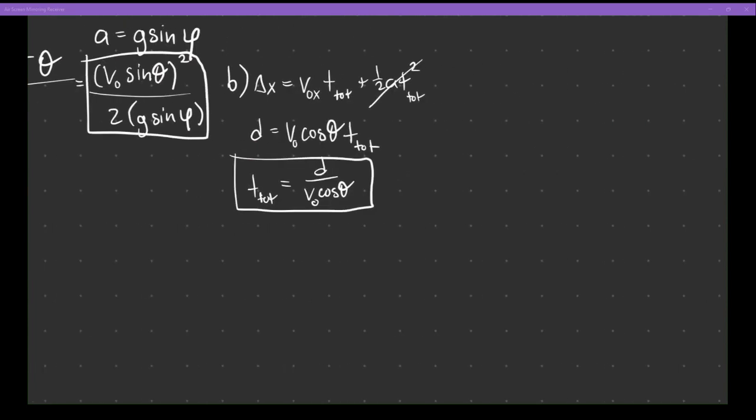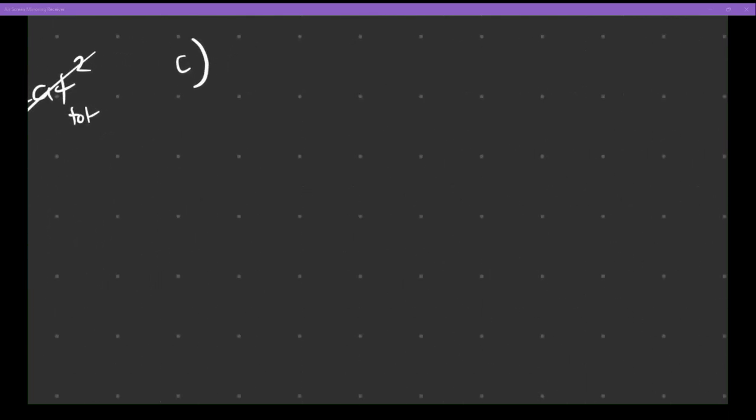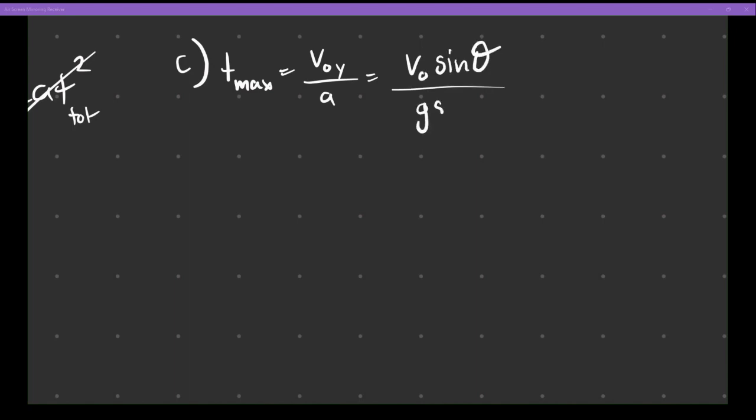which is equal to t total. Part C asks for the time it takes to reach max height. So t max is just equal to the initial velocity in the y direction over the acceleration, and so this is equal to v0 sine theta over g sine of omega.